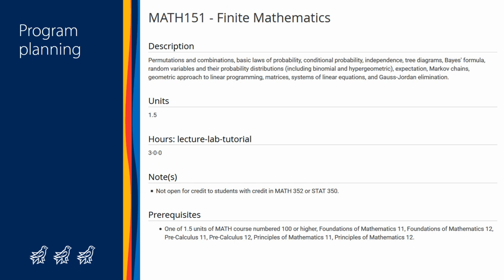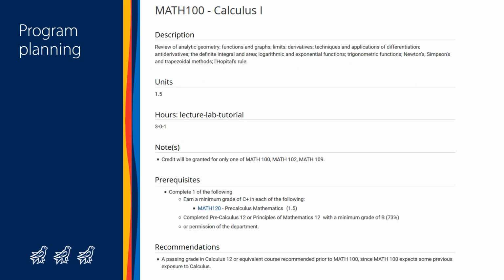Here's another example of a math course. In-depth description, some units. This course also has only lecture, no lab or tutorial. Here's another example, another description, course unit weighting. This one does have a tutorial. So there's 3 hours of lecture, 0 hours of lab, 1 hour, again, on a per week basis of tutorial. Some notes there, some prerequisites, as well as some department recommendations associated with this course.